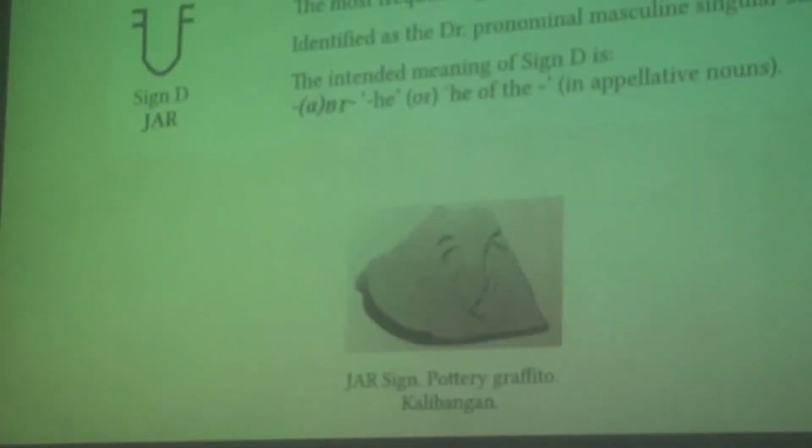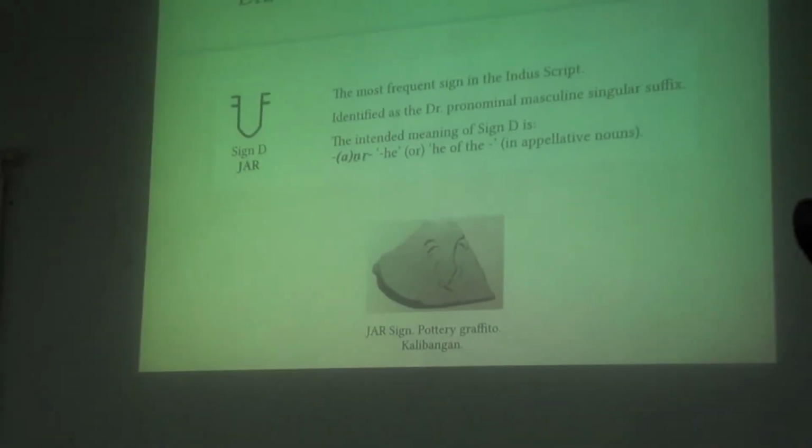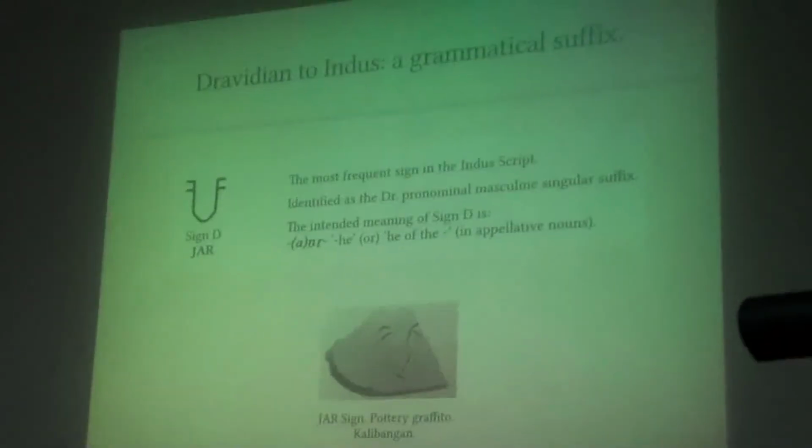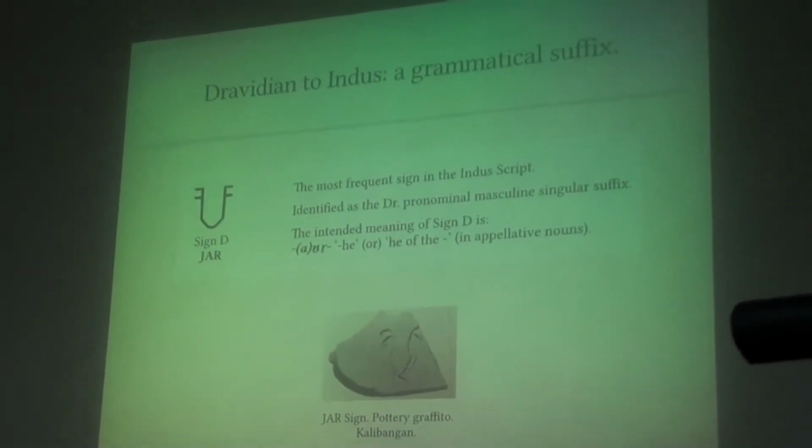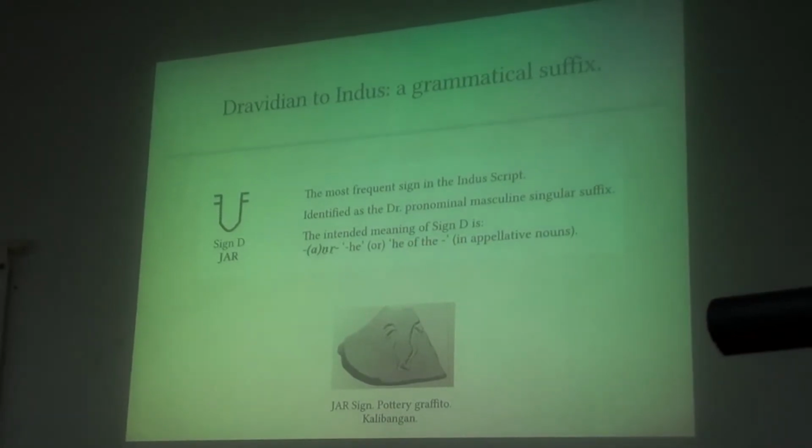Next. Then we come to the last sign, which is the most frequent sign in the Indus script by far. It occurs more than 10%. As a parallel, in the English alphabet, the letter E has 11 to 12% frequency. So this is the most frequent sign. And another characteristic is it almost always occurs only at the end. So it has been generally regarded as a Dravidian nominal, masculine, singular suffix. In other words, avan in Tamil.